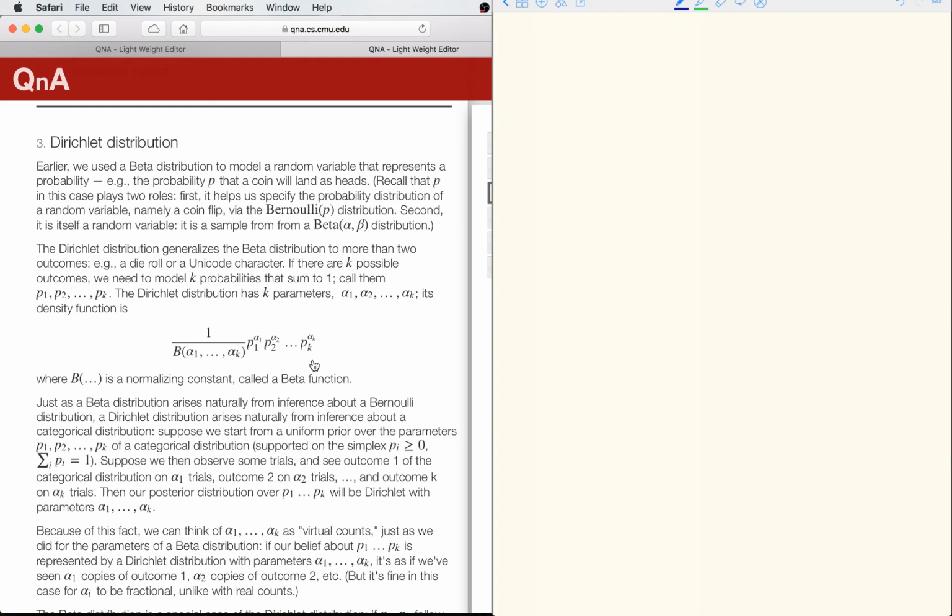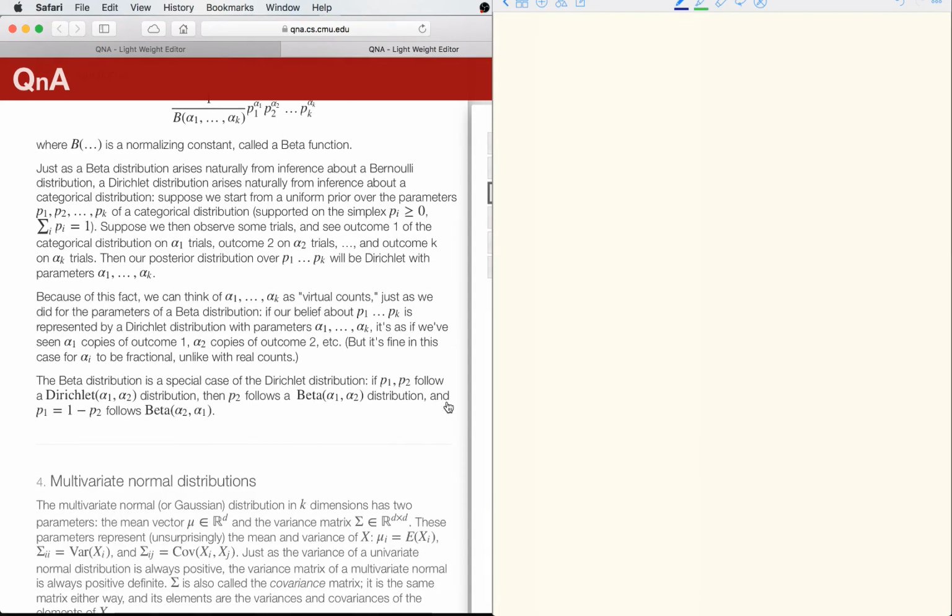So the main part of it is this here, where you take each of the probabilities, raise it to the power of the corresponding parameter, and multiply them all, and then this normalizing constant, which the actual functional form doesn't matter. You can look it up on the web if you want to. But it makes sure that the distribution integrates to 1 over the simplex. And so Dirichlet distributions arise very naturally from inference about categorical distributions.